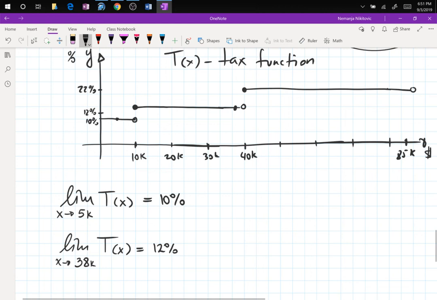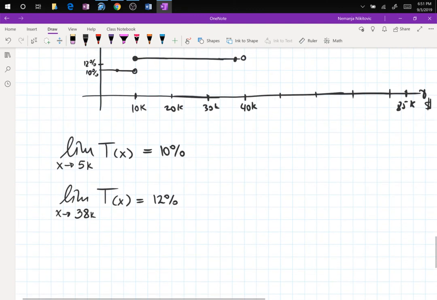But now, what is the limit as x approaches 10k of the tax function? Well, immediately you see that that's where the jump is. And the answer would be no limit. And the reason is, here we go with Juliet. Now we are using the theorem I just stated.